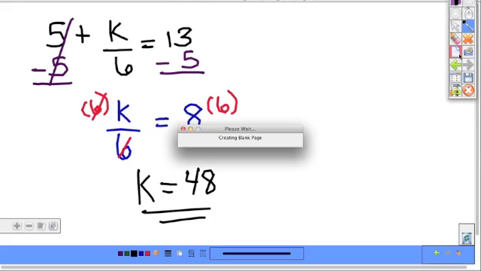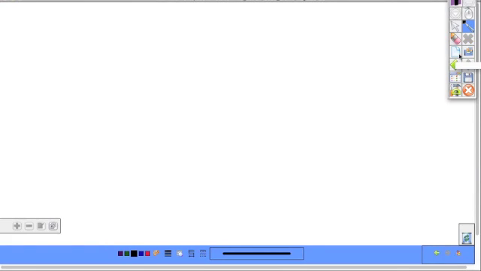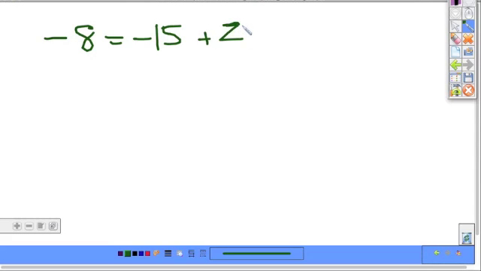Alright, let's see if we can do another one. Okay, let's throw some negative numbers in there. See how much you remember from our negative integer lesson. We have -8 equals -15 plus z, that's a z, over 2. Alright, our goal is still get z by itself. But first I need to get rid of this other stuff.